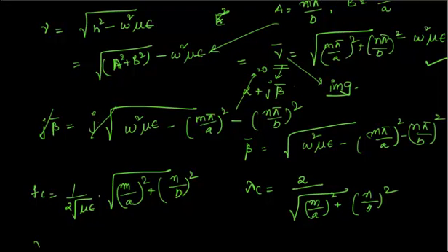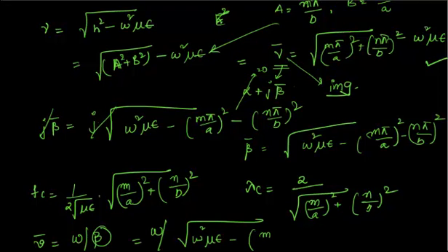And we also know the velocity of propagation can be written as omega by beta. We know beta from the above relation. So omega by root over omega square mu epsilon minus n pi by a whole square minus n pi by b whole square. This is what we have derived.